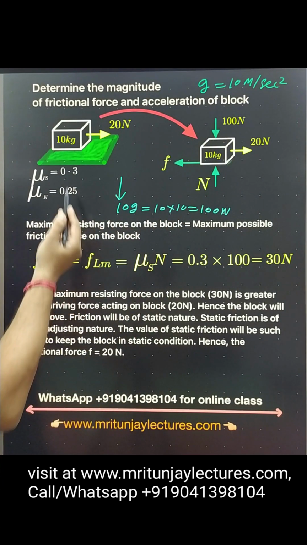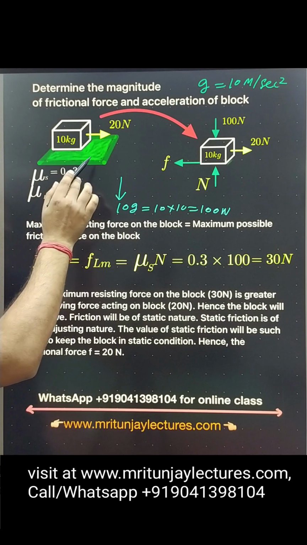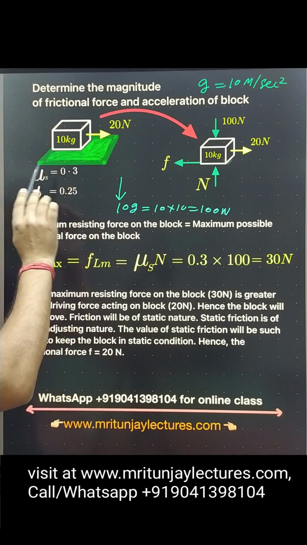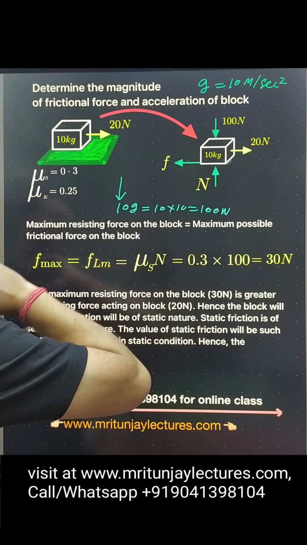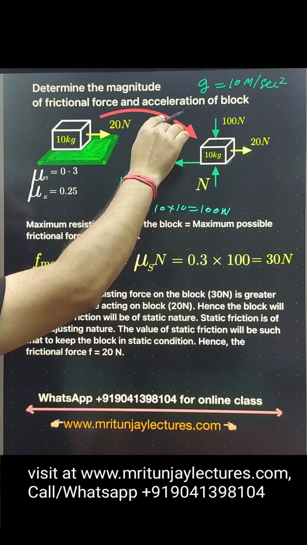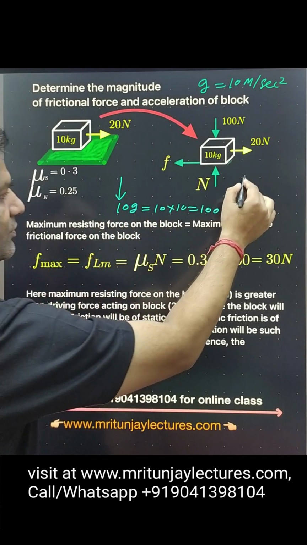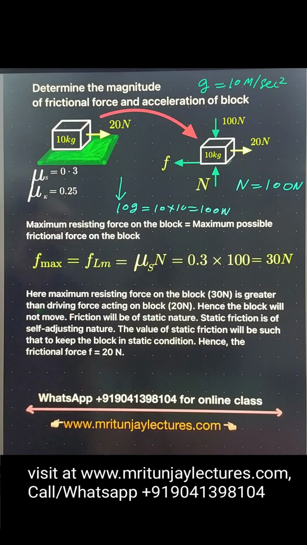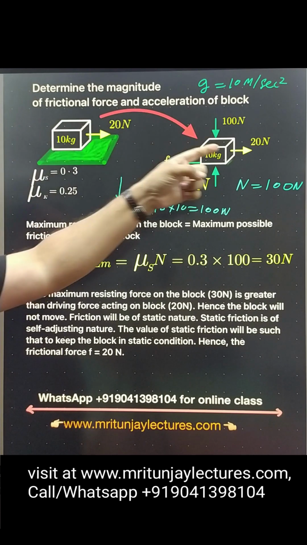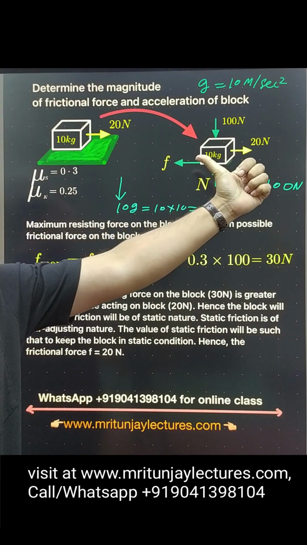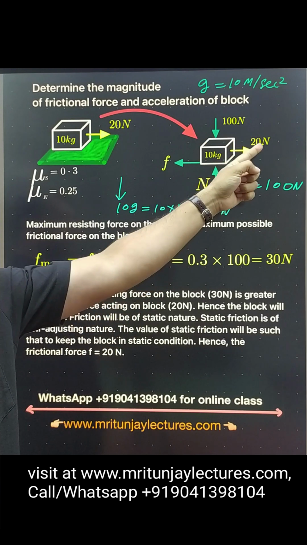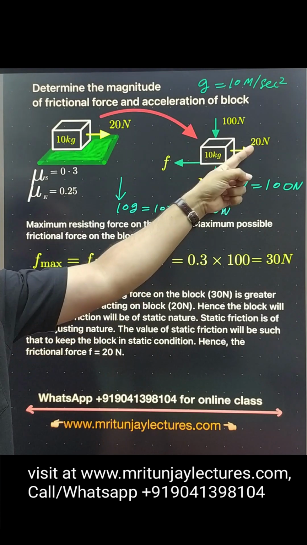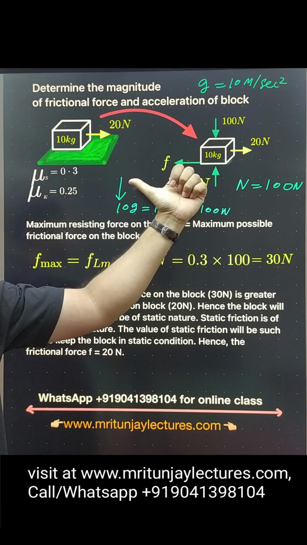The normal force applied by the surface on the block is how much? N, represent it like that. If this block is not moving in the vertical direction, then you can say that N is equal to 100 Newton. Now here the applied driving force is how much? 20 Newton. So frictional force is always generated in the direction opposite to the 20 Newton, so write it like that.